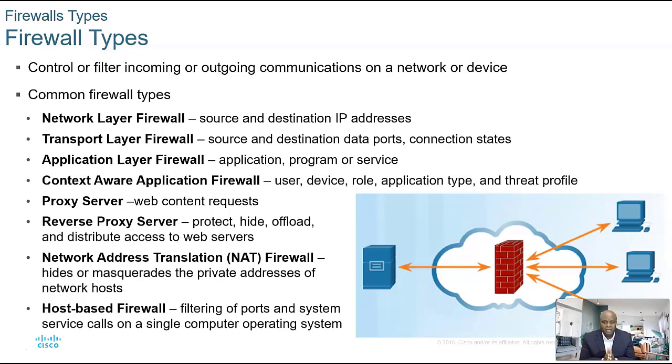Well, you can see here, a network layer firewall simply filters based on source and destination IP addresses. The other ones, for instance the application layer firewalls, filter based on application programs or services. So it depends on what your organization is really trying to protect. It depends on the skill set.